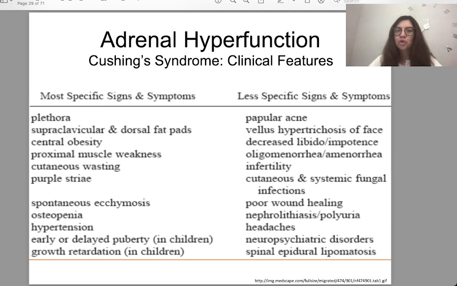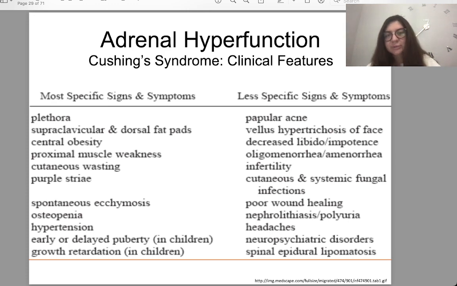Clinical features. I showed you 2 slides ago schematically on the picture. Let's divide one more time the most typical features. More specific signs and symptoms: it is plethora, supraclavicular and dorsal fat pads, central obesity, proximal muscle weakness, cutaneous wasting, purple striae, spontaneous ecchymosis, osteopenia, hypertension, early or delayed puberty in children, growth retardation in children.